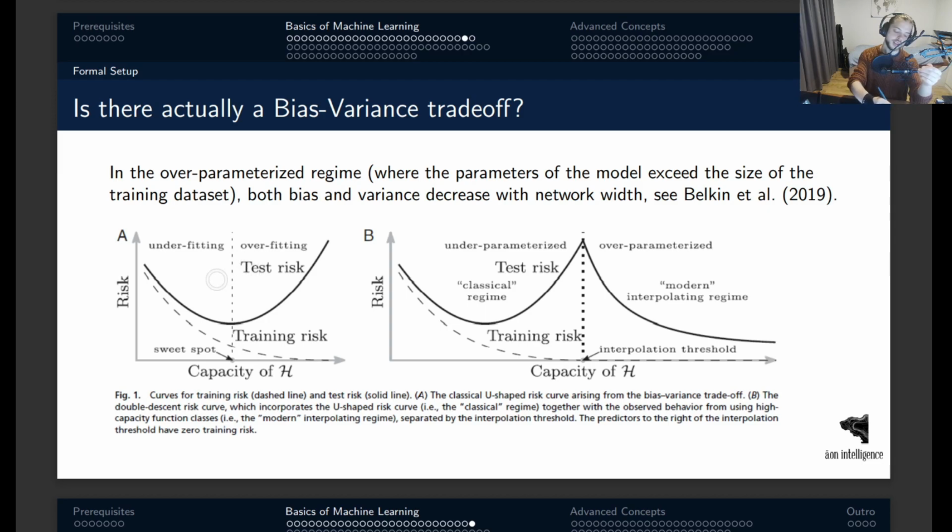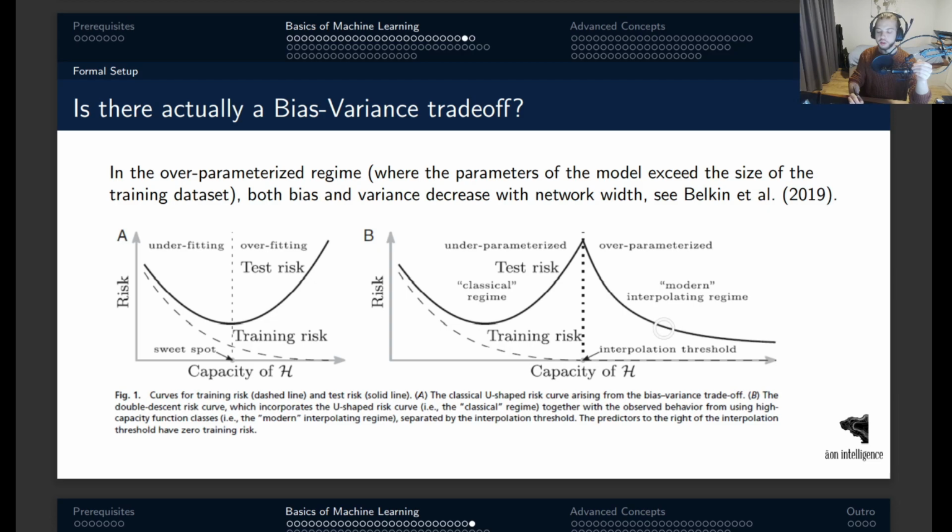The test risk, on the other hand, exhibits this characteristic U-shape. So the minimum risk is actually for a moderate capacity of H. Anything below that will lead to underfitting, whereas anything above that will lead to overfitting, worse generalization to new unobserved data points.